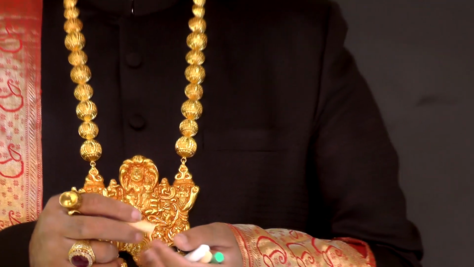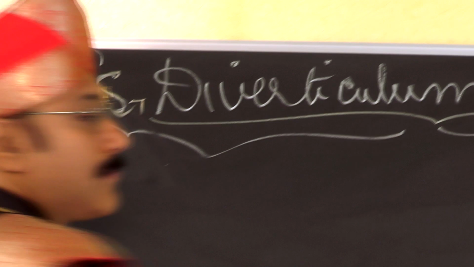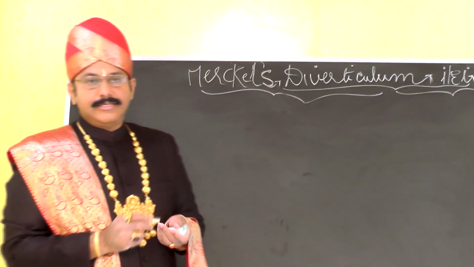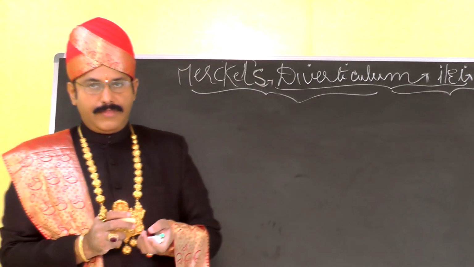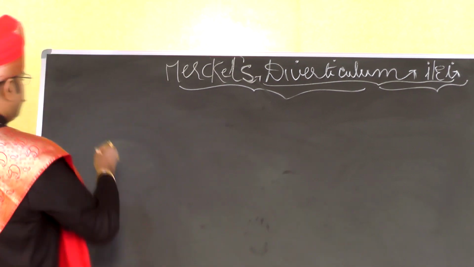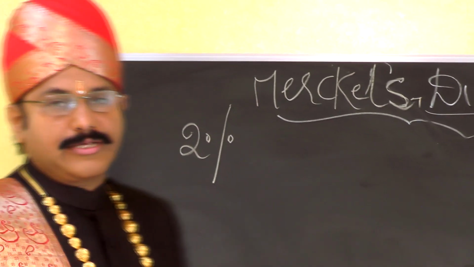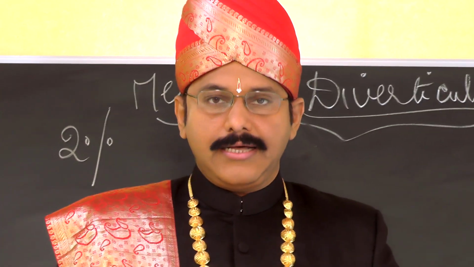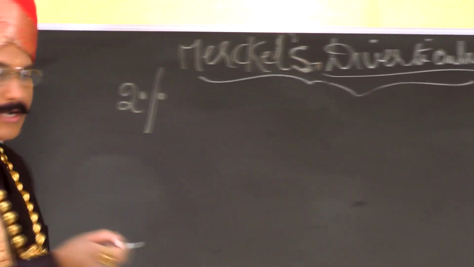Meckel's diverticulum. It is also called diverticulum ilii. Okay. This Meckel's diverticulum is seen in 2% of the individuals, in just 2% of the individuals. Actually, it is the persistent proximal part of the vitelo-intestinal duct.